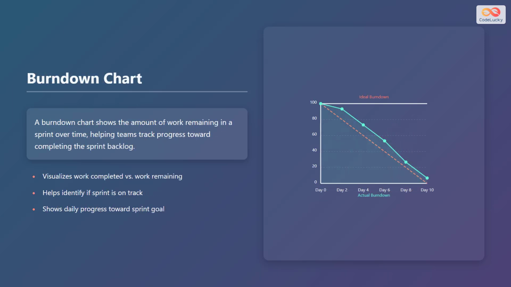A burndown chart visualizes the amount of work remaining in a sprint over time. It helps teams track their progress towards completing the sprint backlog. Unlike velocity charts, which look at completed work, burndown charts focus on what's left to do. Burndown charts offer key benefits. They provide a clear visualization of work completed versus work remaining, making it easy to see if a sprint is on track. They help identify potential delays, allowing teams to adjust and stay on schedule. Also, they show daily progress toward the sprint goal, making it an effective tool for daily stand-up meetings and progress discussions.